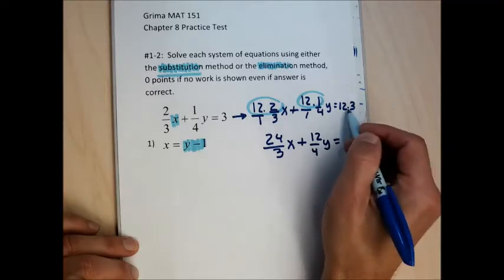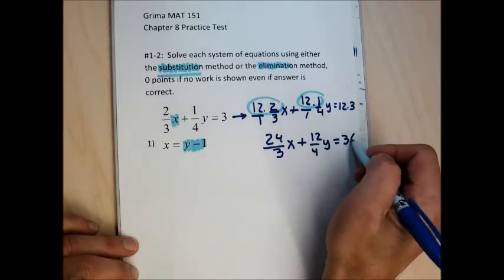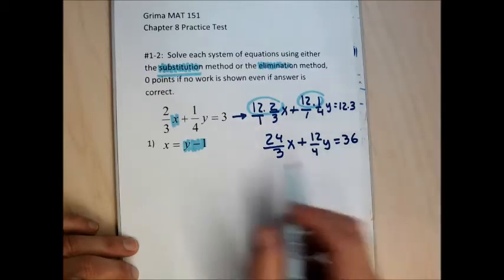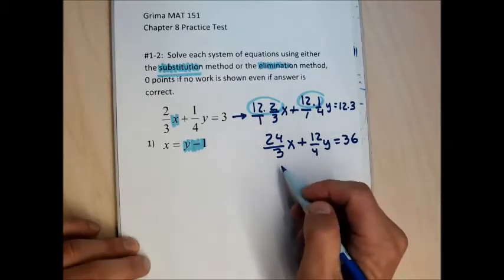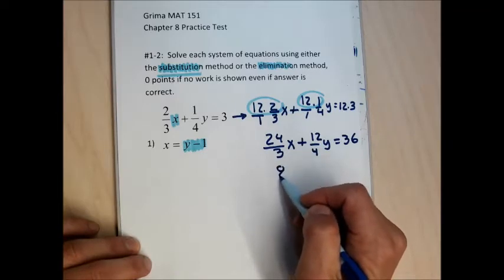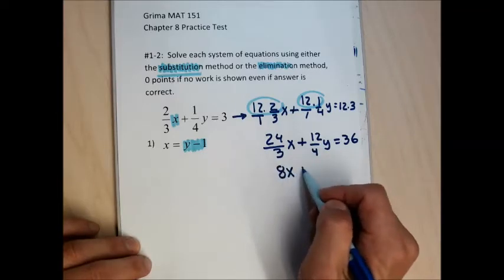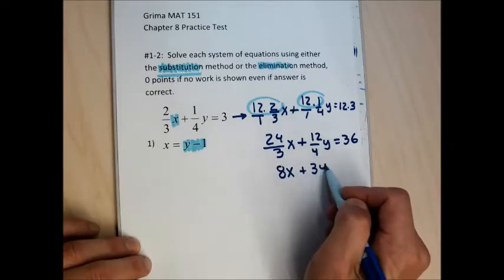And on the right side, I'm going to multiply the 12 times 3 and get 36. Now I'm going to simplify the fractions, although I could have simplified them earlier. It's just that a lot of times students like to see this extra work with the fractions just to see kind of what I did.